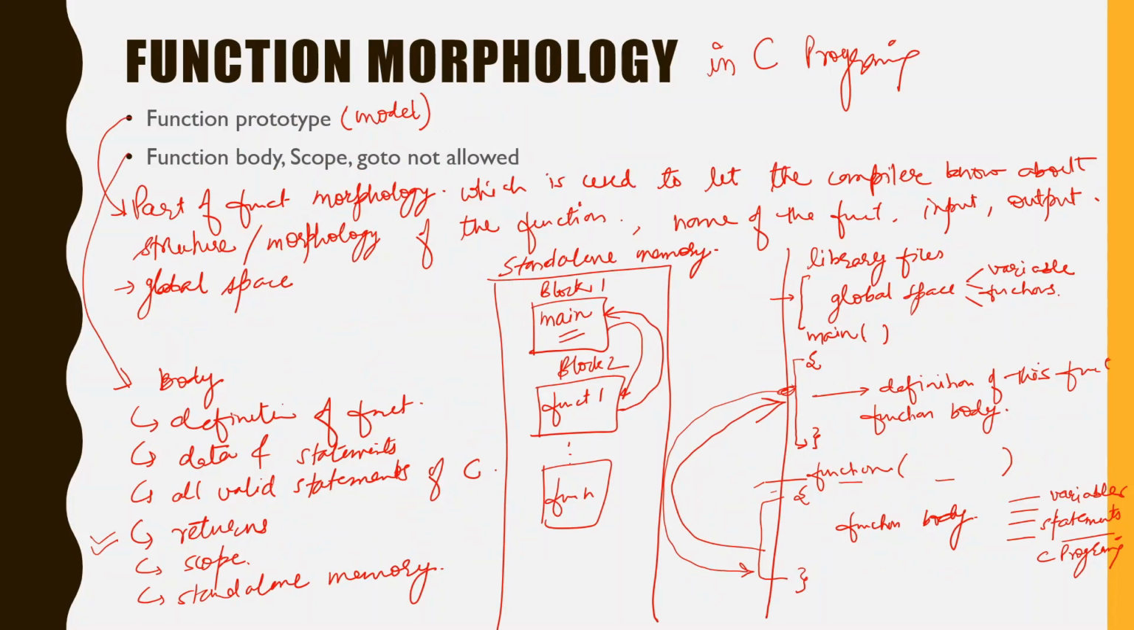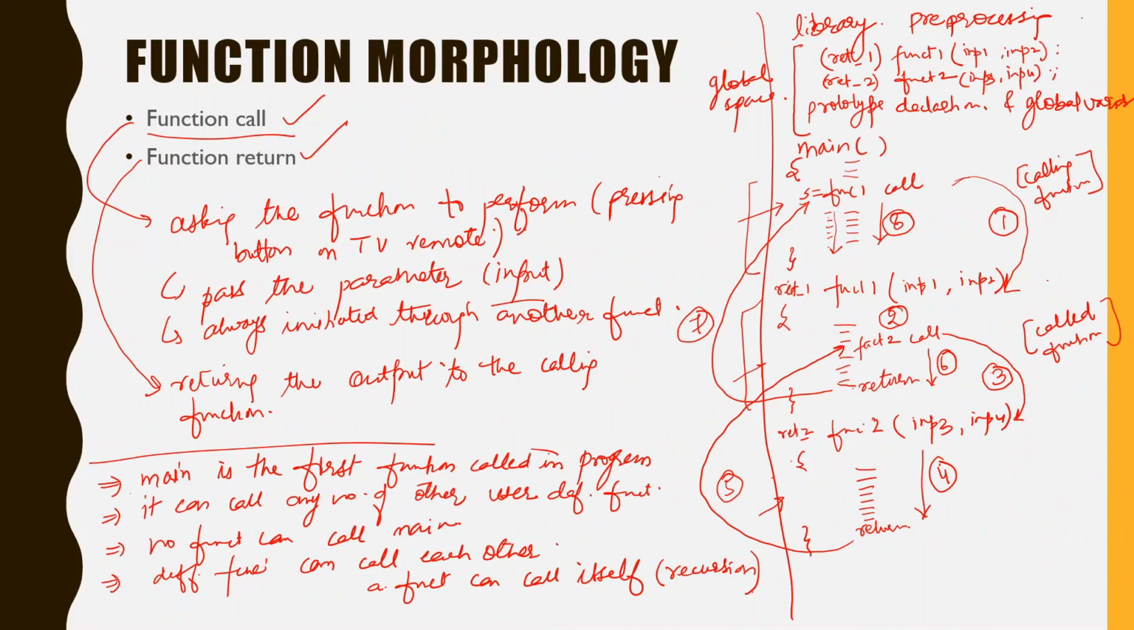Then we saw what function morphology is, how to design a function in C programming, and what the main parts of the function are. We saw that a function needs a prototype, which is declared in global space. Then there is a function body, where all the statements of the function are defined. Then there is a function call, where a function is called by another function, and we can also have a function return. When the function completes, it returns to the calling function.